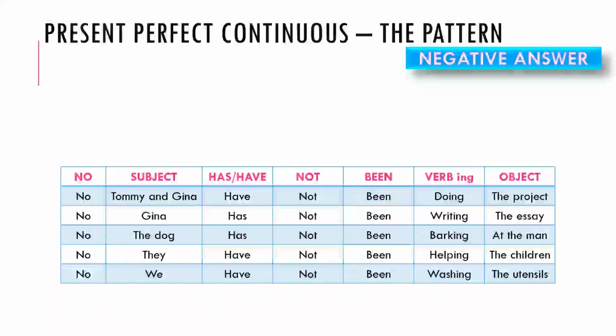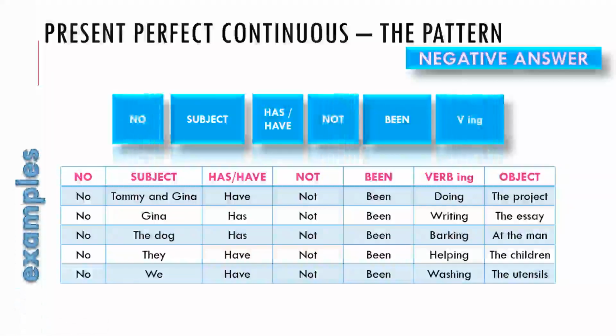Okay, now we come to negative answer. As with the positive answer, the negative answer also has special characteristics. For the negative answer, you always have no at the beginning of the sentence. Negative answers, as with the negative answers for all of the tenses, will always be followed by the negative pattern, like this. Okay, now you see the examples: no, and then followed by the subject, and then followed by has or have, and followed by not again, been, verb ing. You see that there is no change, and this has the same form as the negative pattern of the present perfect continuous.